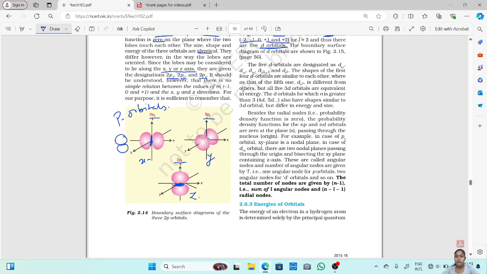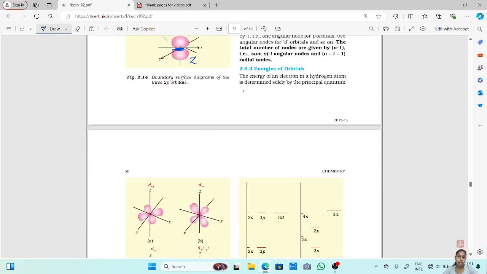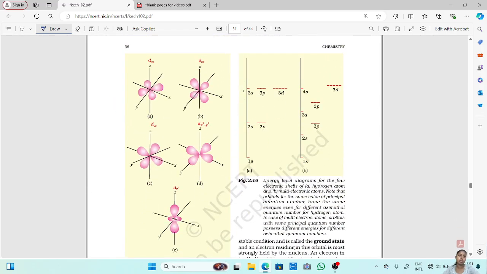The orbitals are designated as dxy, dyz, dxz, dx square y square and dz square. Now I'll show you. This is dxy because it lies in between x and y. Now this is y, this is x. This is lying in between x and y, so that is why it is dxy.